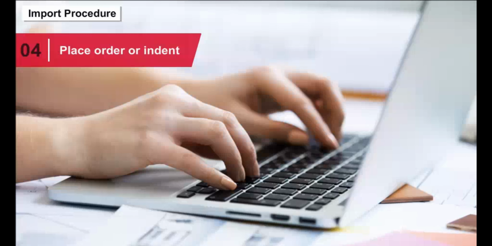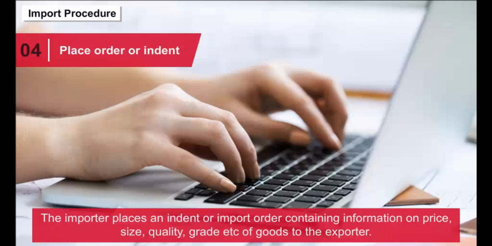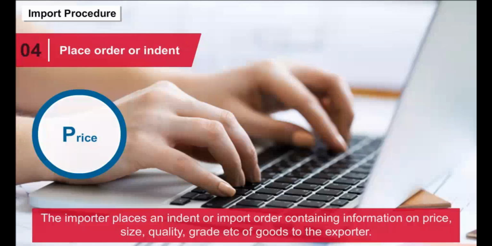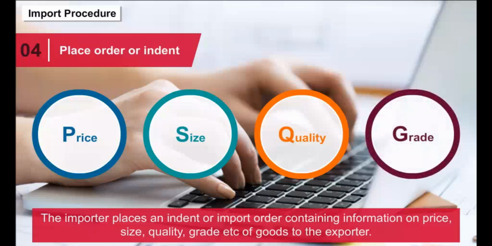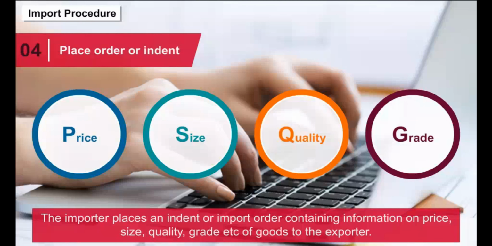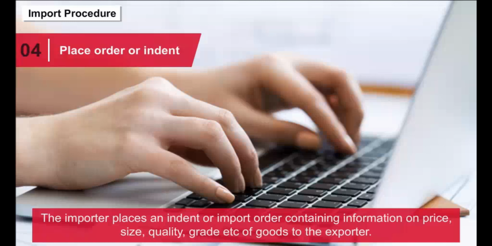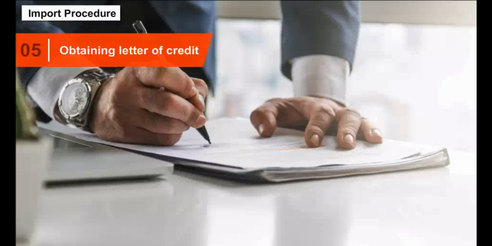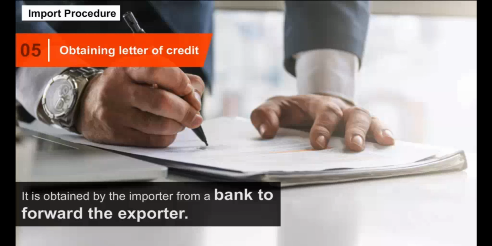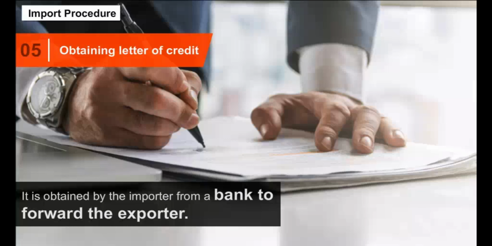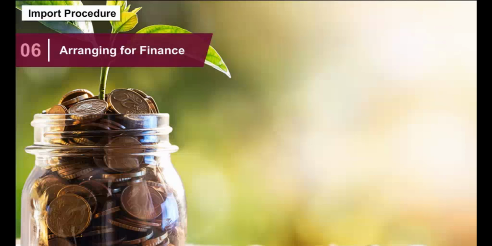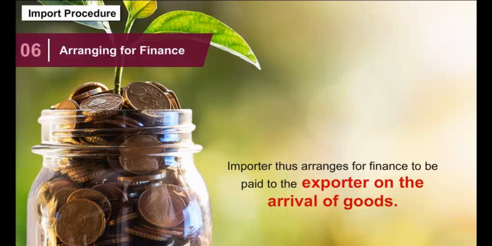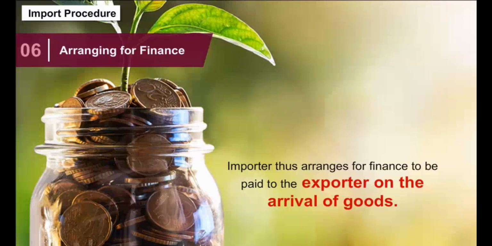Place order or indent. The importer places an indent or import order containing information on price, size, quality, grade, etc. of goods to the exporter. It also contains the delivery date, port of destination, etc. Obtaining letter of credit. It is obtained by the importer from a bank to forward to the exporter. Arranging for finance. The importer arranges for finances to be paid to the exporter on the arrival of goods.